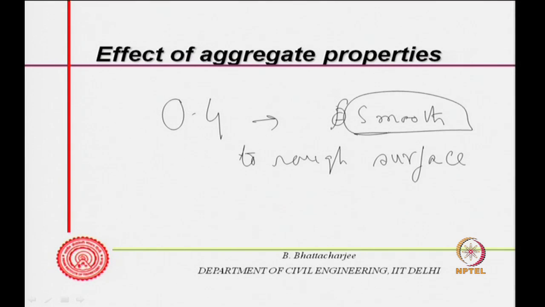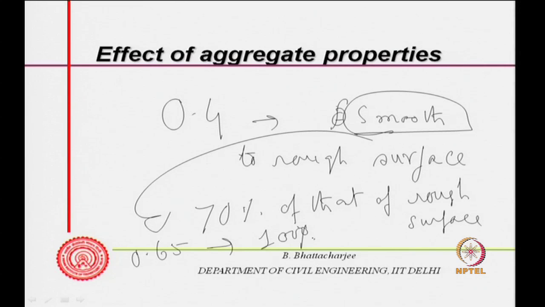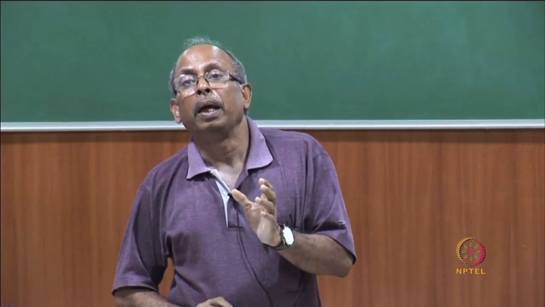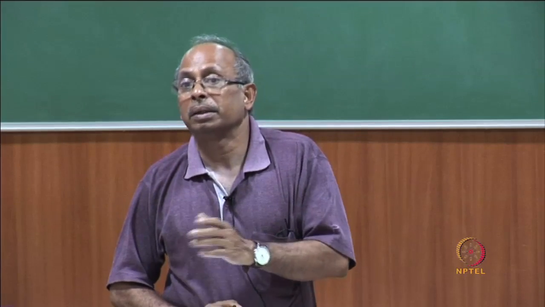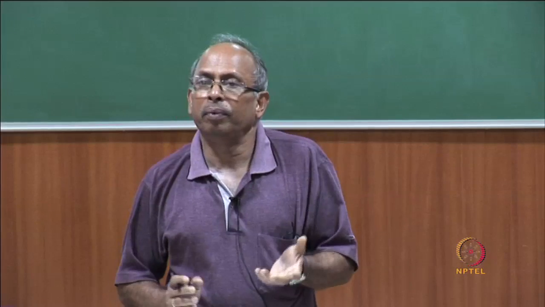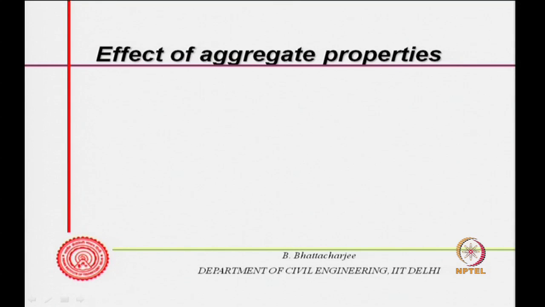If you look at it, a smooth surface may have strength 70% of that of a rough surface. With 0.65 water cement ratio, it is the same, 100%. So, with 0.4 water cement ratio, a smooth surface can result in a reduction in strength by as much as 30%, while for 0.65 water cement ratio, this does not have any effect. So, that is how roughness affects strength.